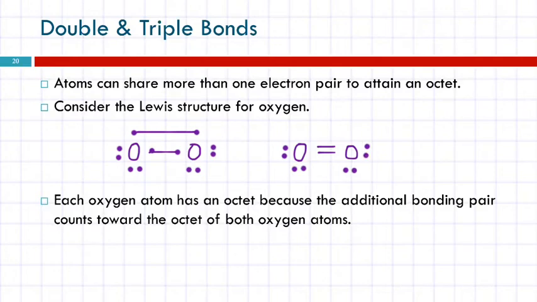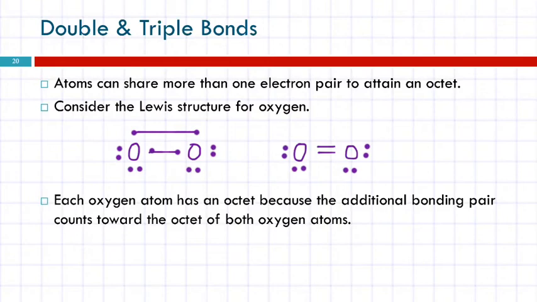How many lone pairs are in this structure? Here's 1 lone pair and 2. So this oxygen has 2 lone pairs, and this oxygen has 2 lone pairs. So there's a total of 4 lone pairs in the whole thing. And how many bonding pairs? 2. So this is 2 pairs of shared electrons. That's called a double bond. A single bond is a single pair of shared electrons. A double bond is 2 pairs of electrons being shared.